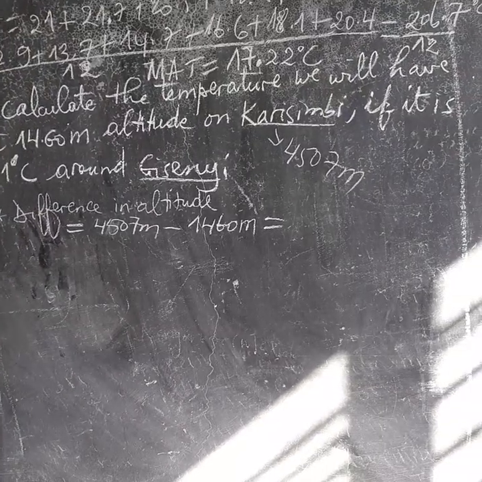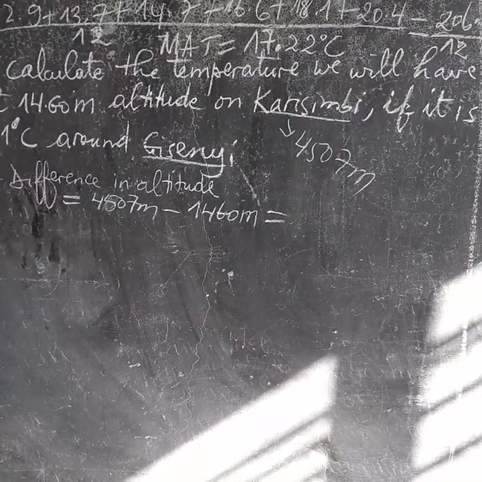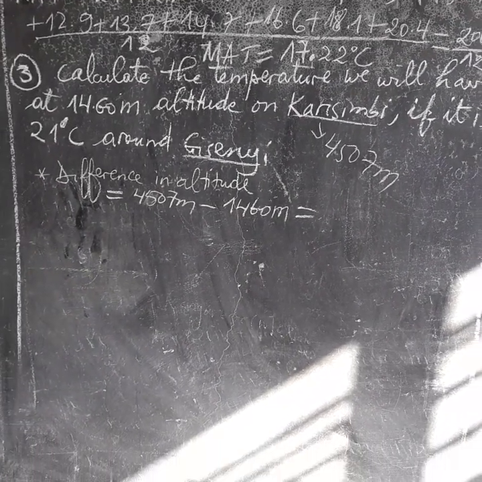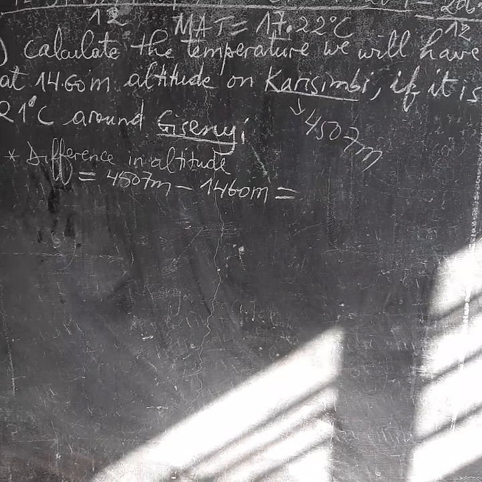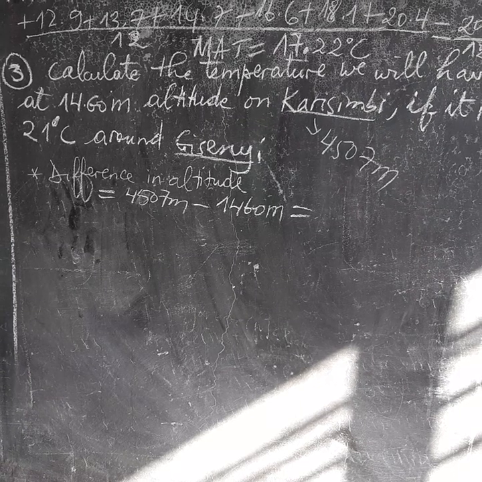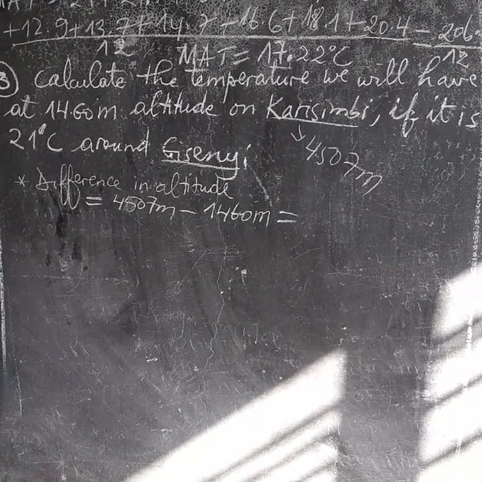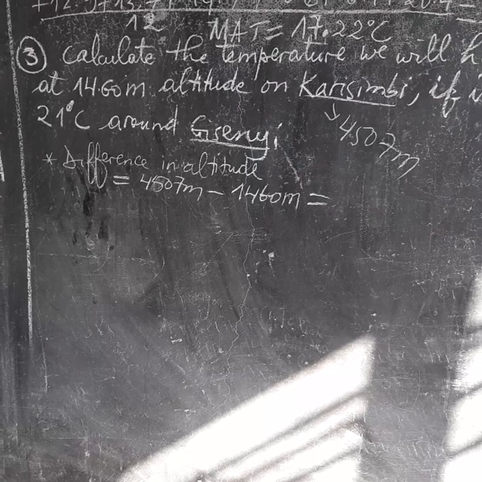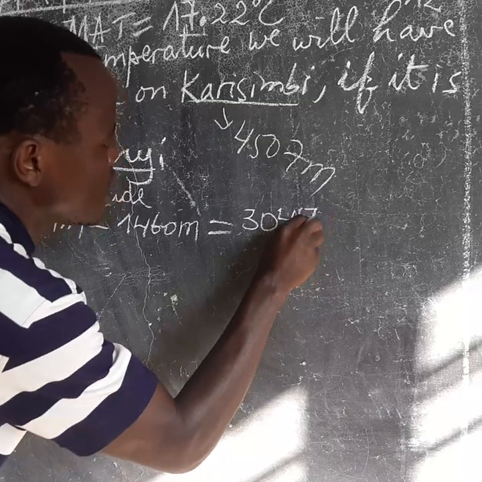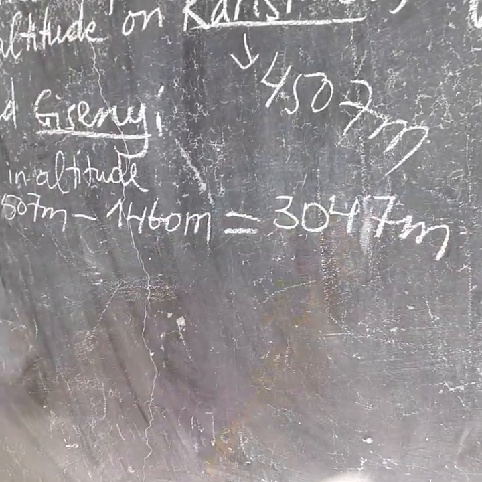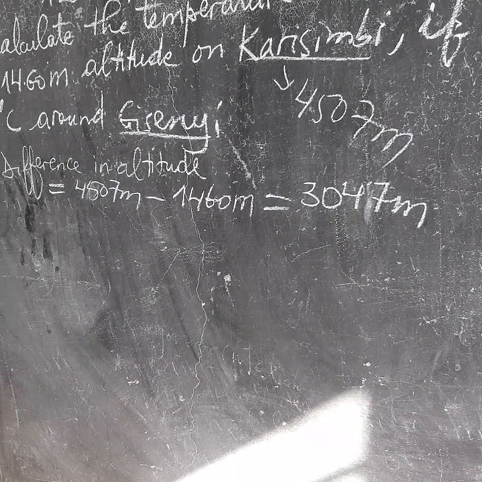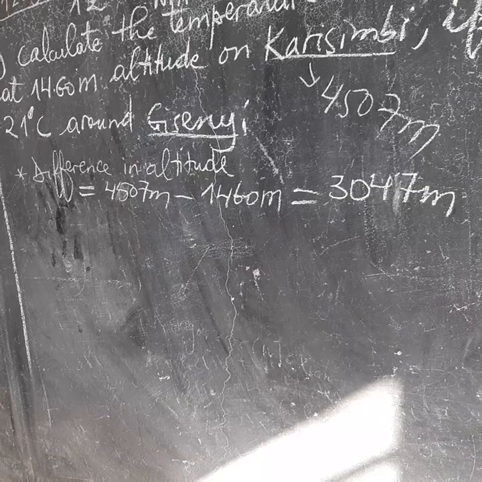When you take 4,507 meter minus 1,460 meter, 4,507 minus 1,460, the answer is equal to 3,047 meter. Then, remember, you know the difference between environmental lapse rate and temperature inversion.